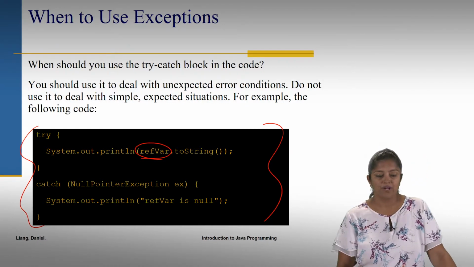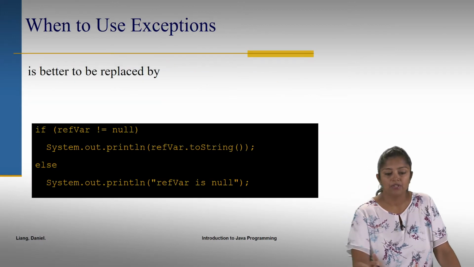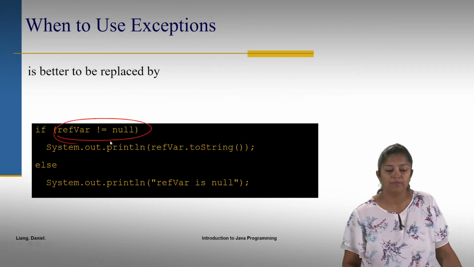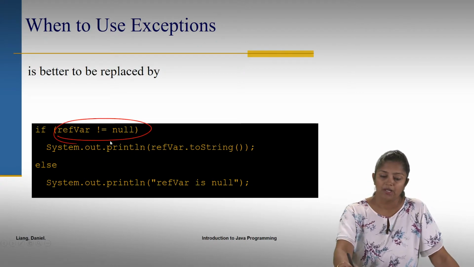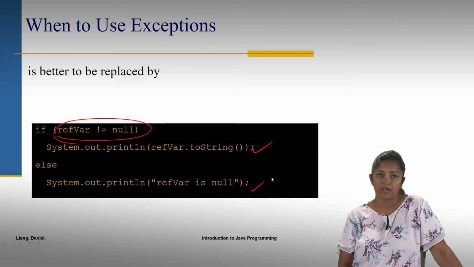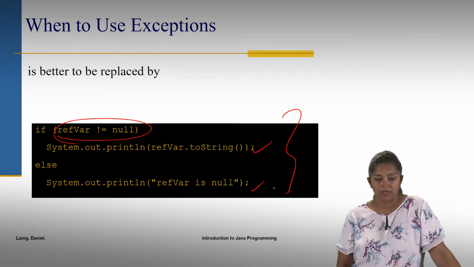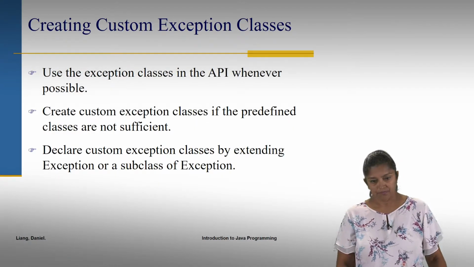But instead of having the cumbersome exception handling for that, we could just replace it with a simple check: refvar not equal to null, then print it, else print out an error message saying refvar is null. So when it's this simple, we don't need exception handling.